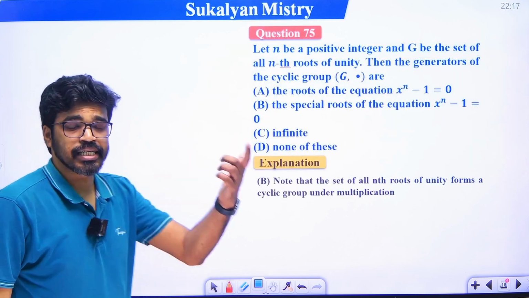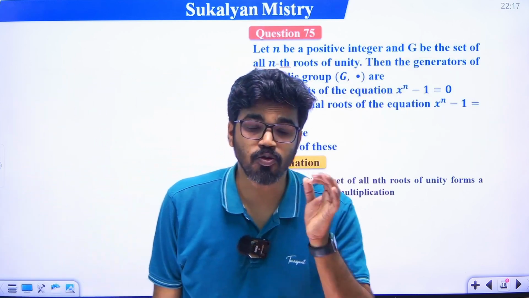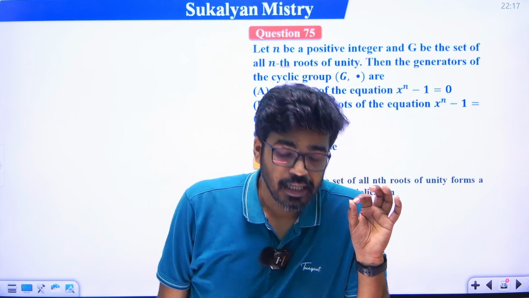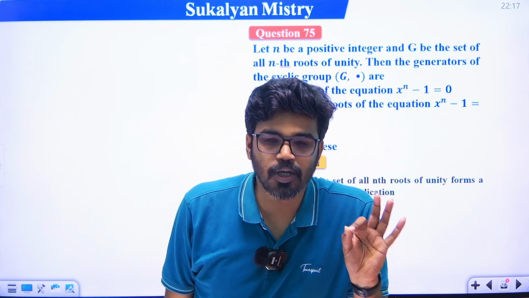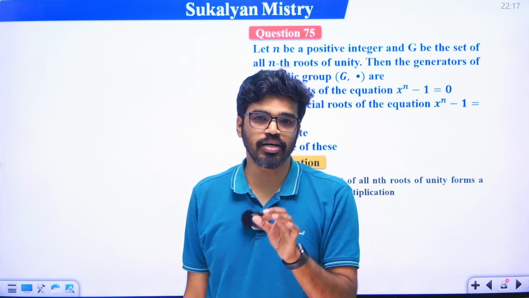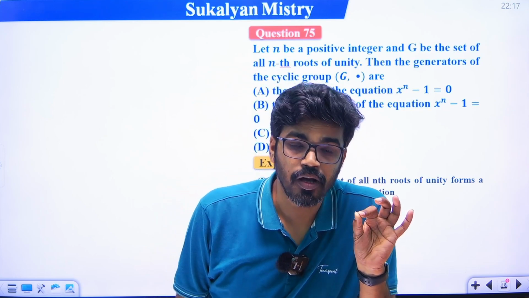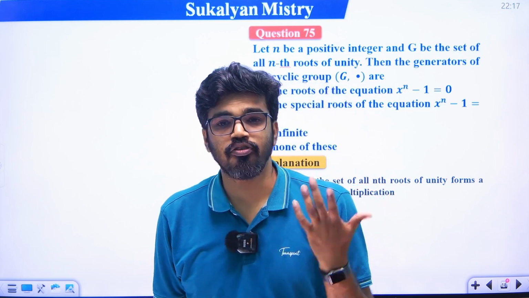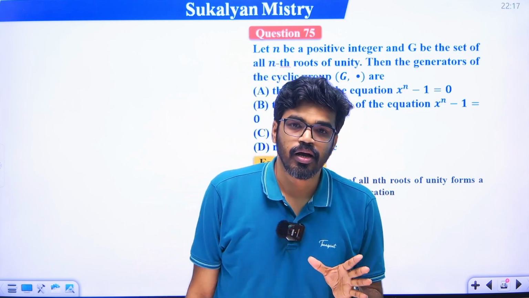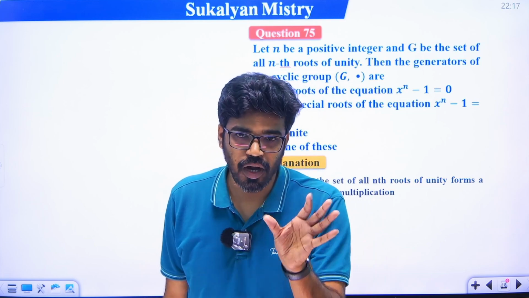Okay, so what is the concept of generator? How to find a generator? Basically, the number of generators of a cyclic group is given by Euler's phi function. Just recall, the number of generators of a cyclic group of order n is phi n, right? What is phi n? Phi n is the Euler's phi function. What is Euler's phi function?